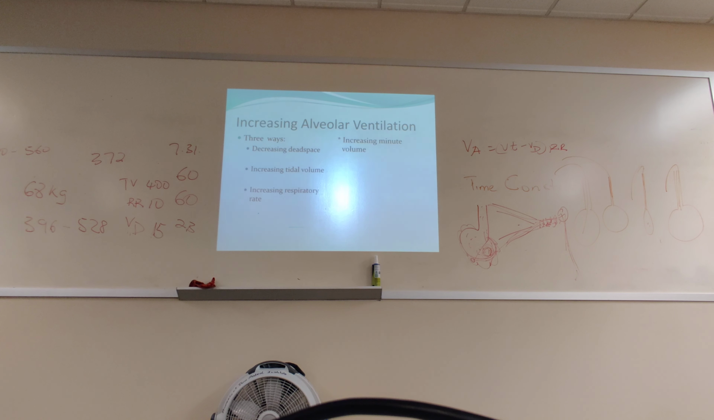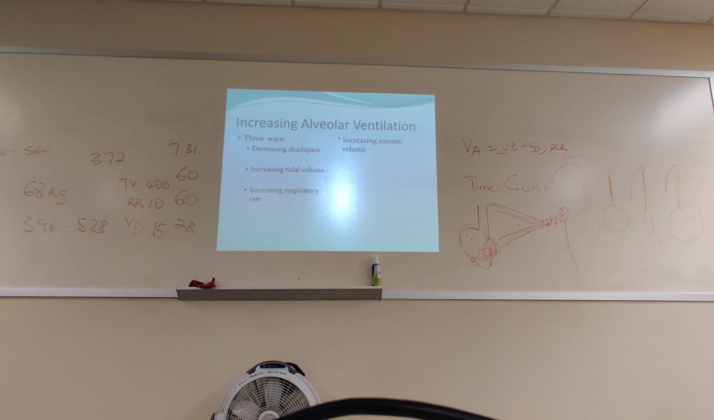Now, assuming that for some reason you cannot increase your tidal volume because you're already at the 8 mL per kg range, then you increase your respiratory rate. This other one here, increasing the minute volume, is a good answer to decrease CO2, because to increase your minute volume, you're increasing either your tidal volume or your respiratory rate. So you're doing the same thing.